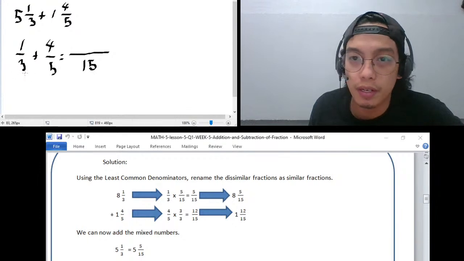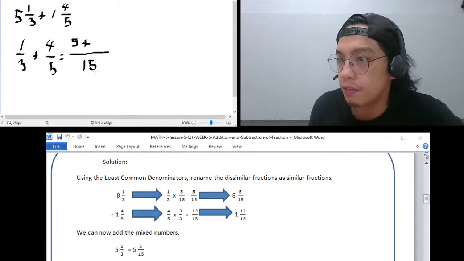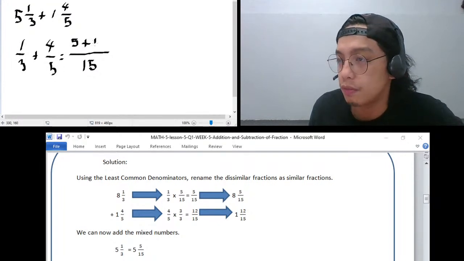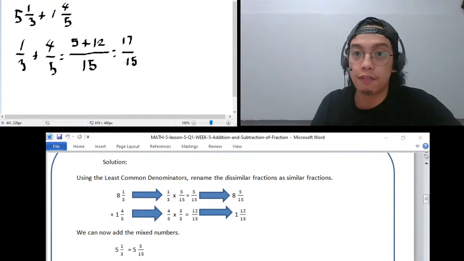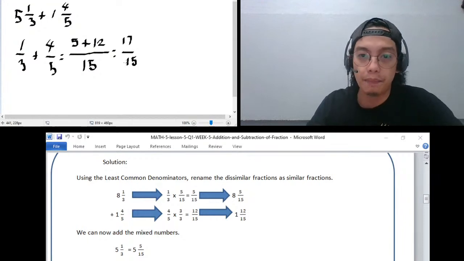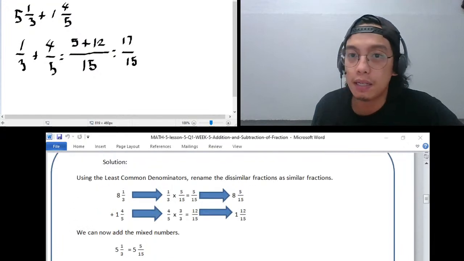15 divided by 3 is 5, times 1 is 5, plus 15 divided by 5 is 3, times 4 is 12. Okay, so 5 plus 12 is 17/15. So first, the fraction that we added. Let me verify. 17/15.